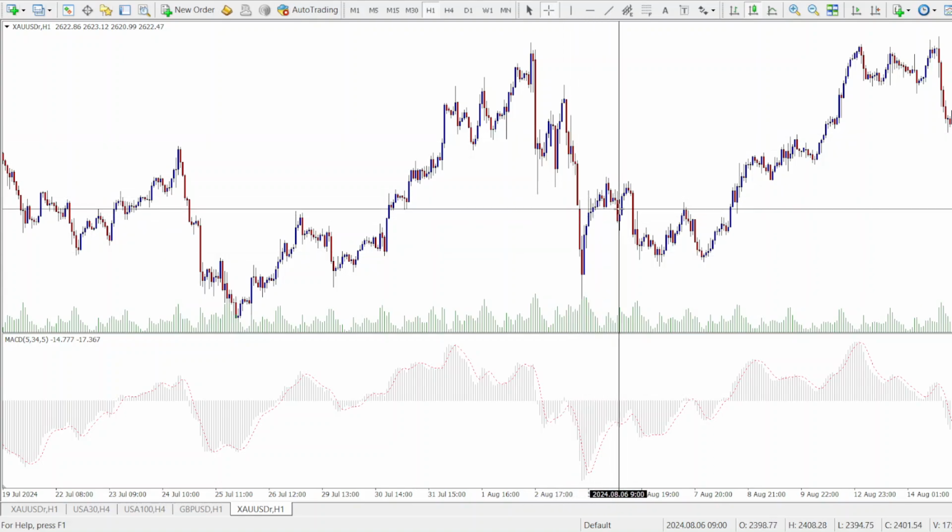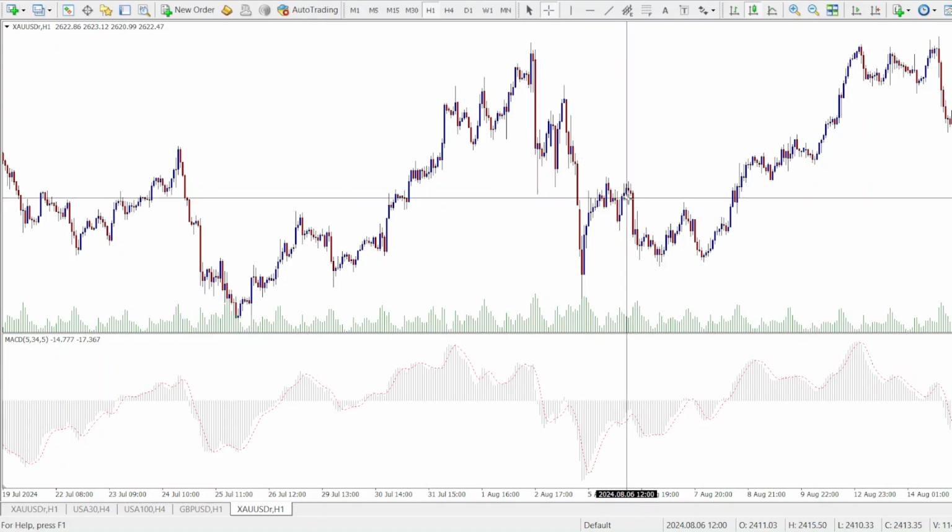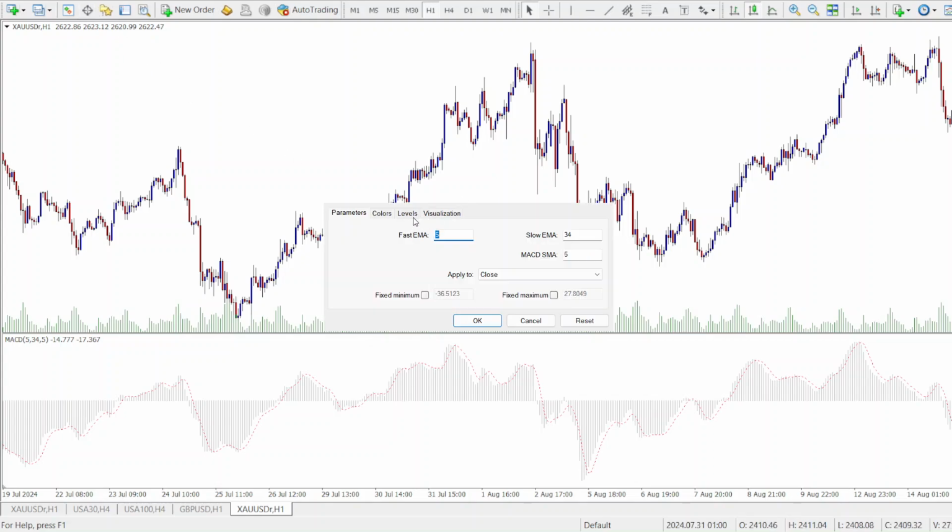Now, how do these settings help you catch bigger price moves? The faster 5 period EMA, just going to look at these colors again.